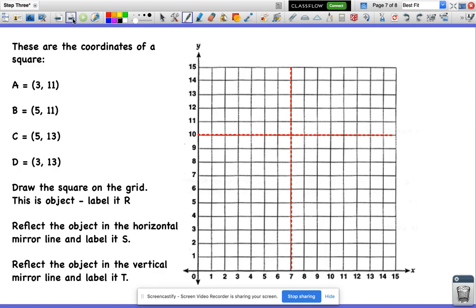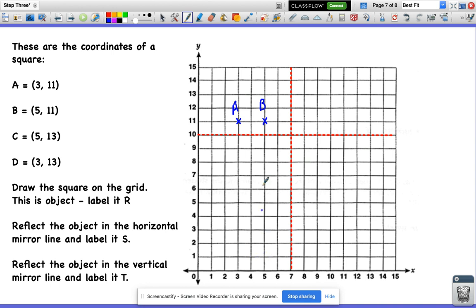Okay, so these are the coordinates of a square. This is reasoning and problem solving. The coordinates of a square: 3, 11, 5, 11, 5, 13, 3, 13. Draw the square on the grid. This is the object, label it R. I'm just going to change my color here. So 3, 11, so long corridor up the stairs to there. That is point A. B is 5, 11, which is there.